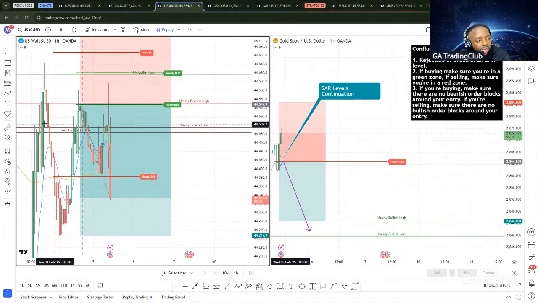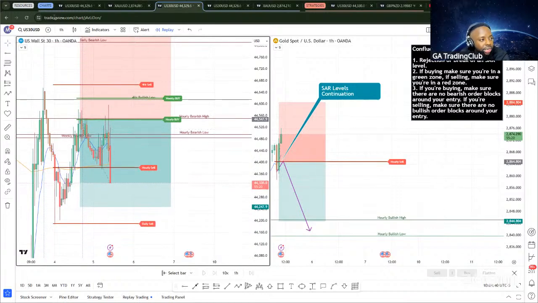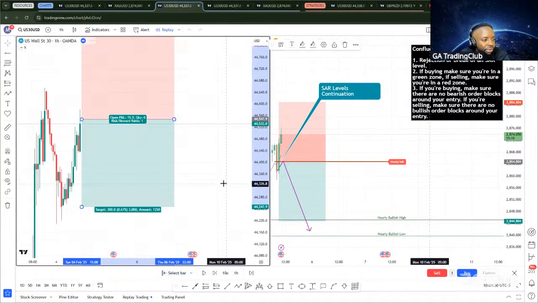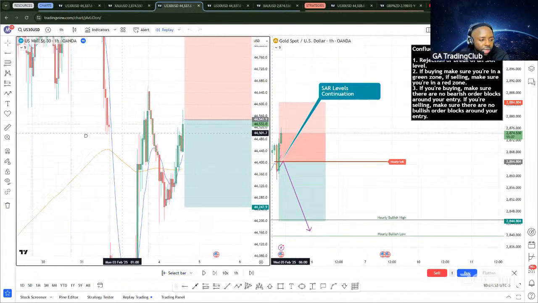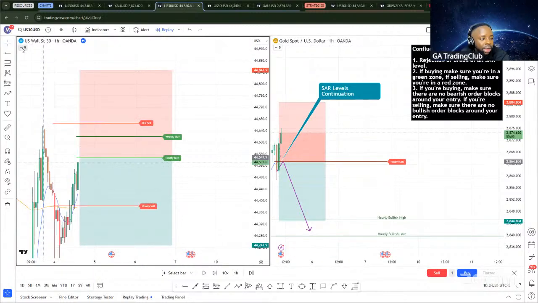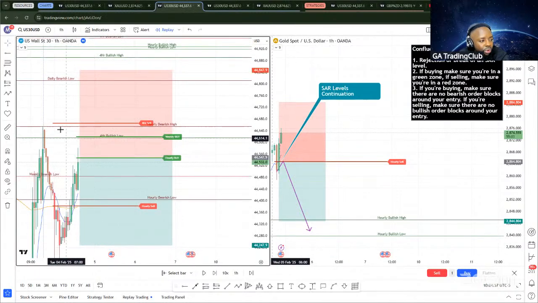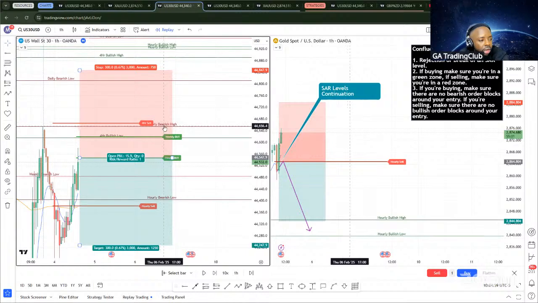The good thing with this is that we did have this weekly bearish low, but the reason I personally did not take this particular trade is that if I go back here, we didn't have an area of supply. So that's the only reason I didn't take this trade. But I really liked the setup. I was hoping for price to maybe push up to this. I think this is the hourly bearish high.